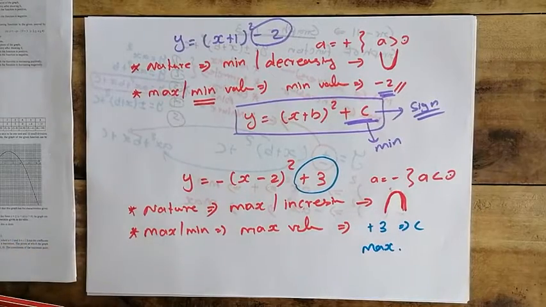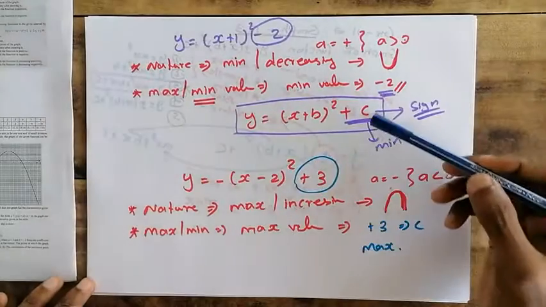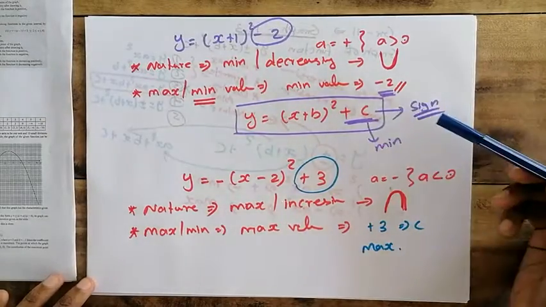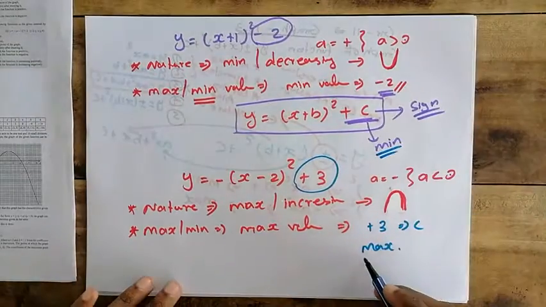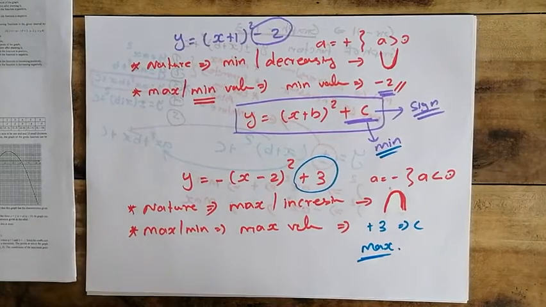It's plus 3. So it is clear in this equation the value of c with the sign directly gives the maximum and minimum value. Maximum and minimum value. Remember that. Okay. So we'll move to the other part of the theory.